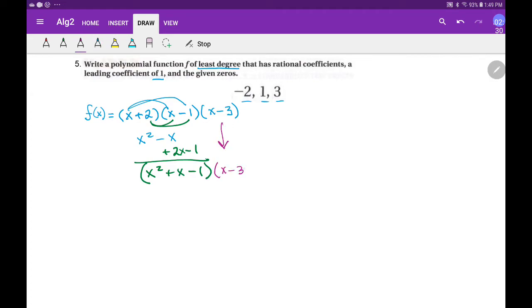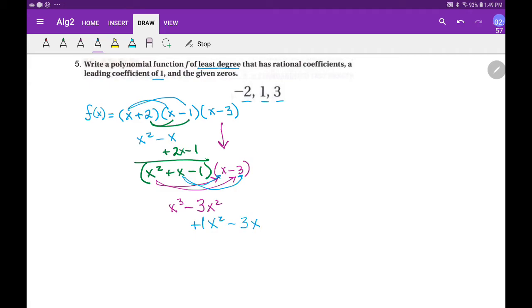X minus 3. And I'm going to say x squared times both of these. And I'm going to get x to the third minus 3x squared. And I'm going to say x times both of these. And I'm going to get 1x squared. Seems weird to say 1. I probably should have just said x squared.